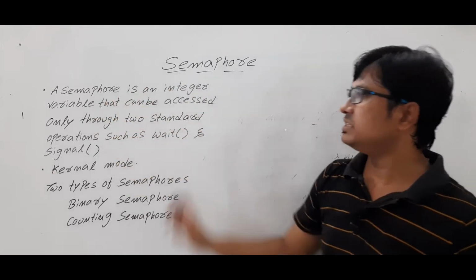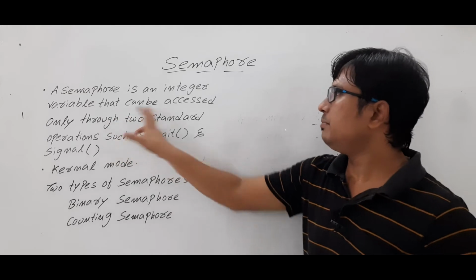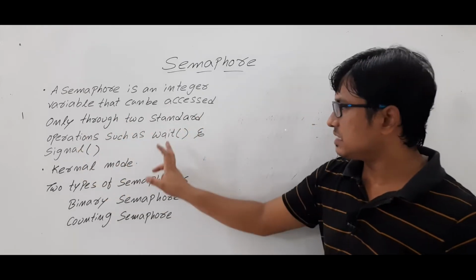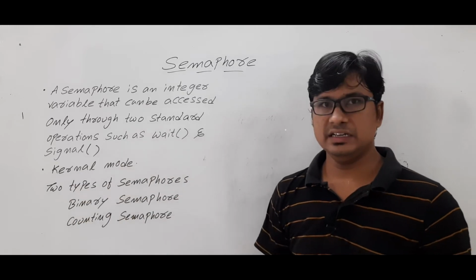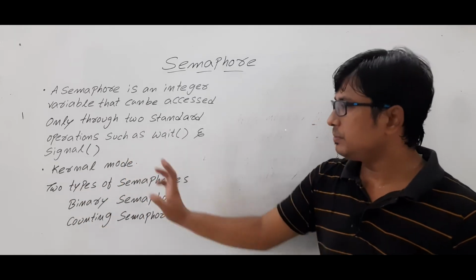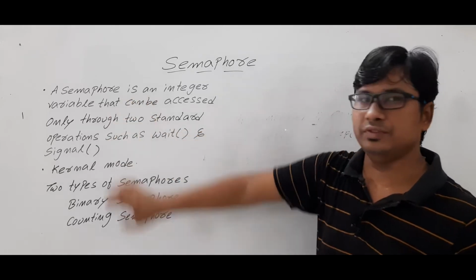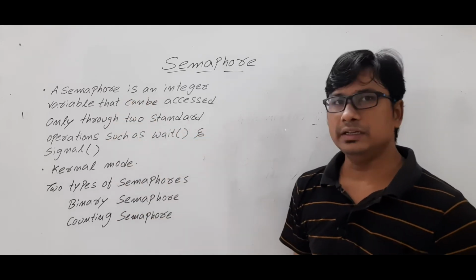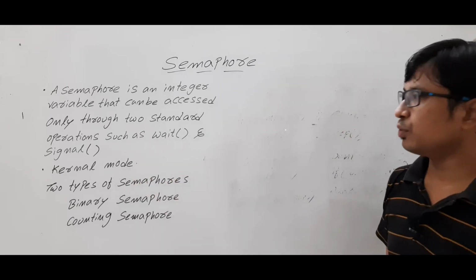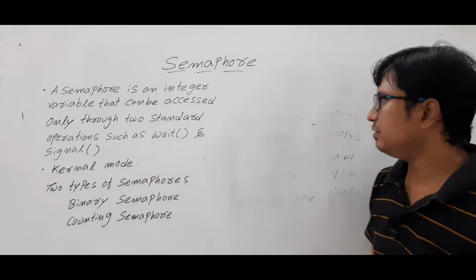A semaphore is an integer variable that can be accessed only through two standard operations, such as wait and signal. Is it clear? Are you able to understand it or not? Now let me discuss the meaning of this one. And one more thing is that it works in the kernel mode. Why it operates in the kernel mode, I will discuss for you.